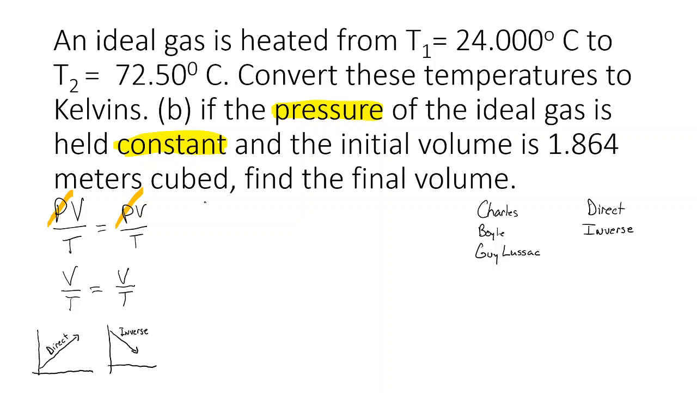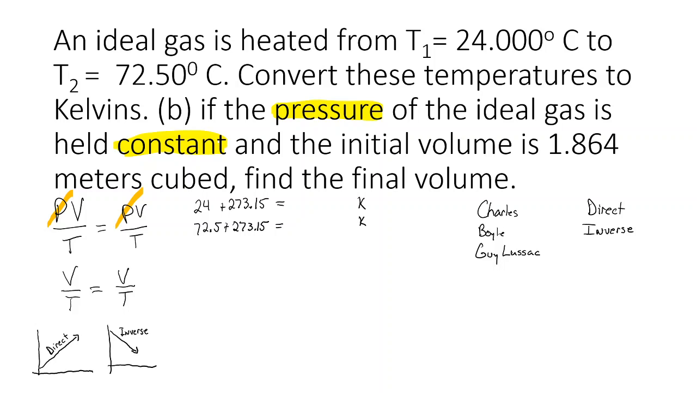Okay, but first let's convert our temperature. So we got 24 plus 273.15 and 72.5 plus 273.15. We have to convert these to kelvins because in order for these gas laws to work, they have to be in absolute temperatures.